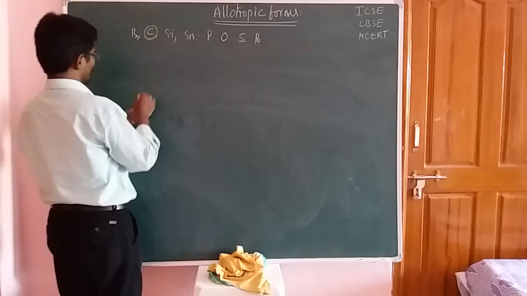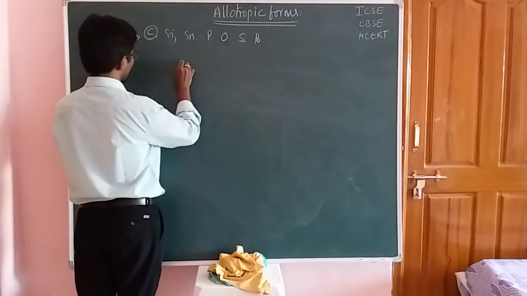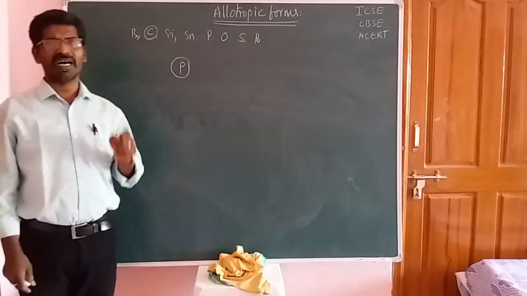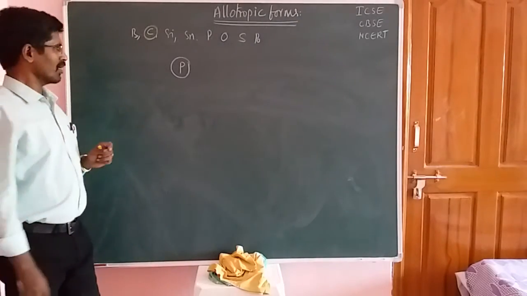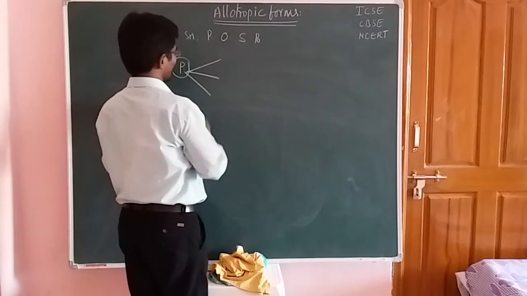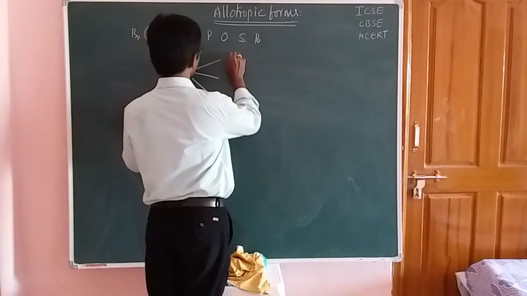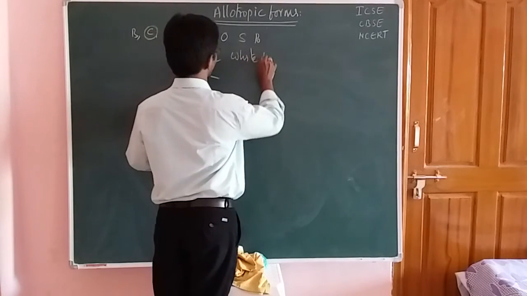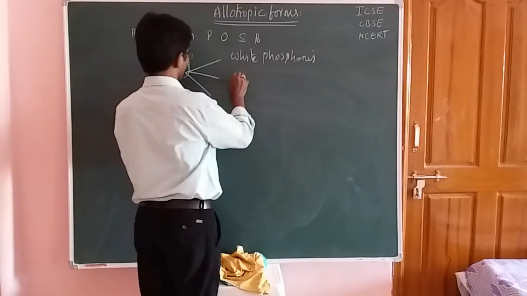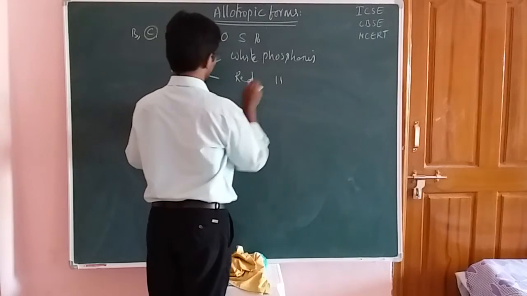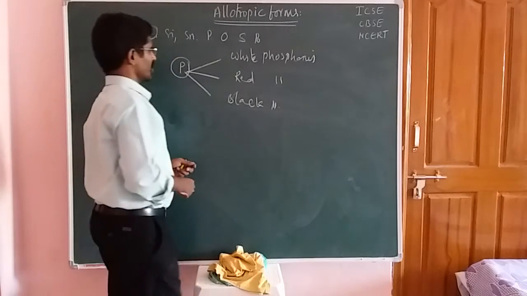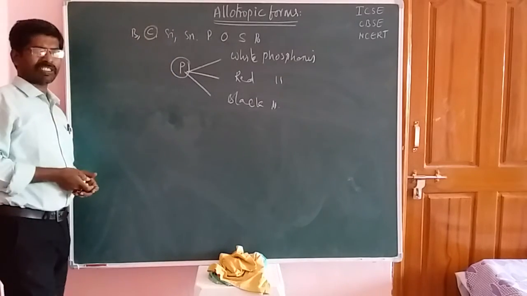Students, phosphorus belongs to the group 15 elements: nitrogen, phosphorus, arsenic, antimony, bismuth. Phosphorus exists in three different allotropic forms. The first one is white phosphorus, the second one is red phosphorus, and the third one is black phosphorus. So these are the allotropic forms of the phosphorus element.